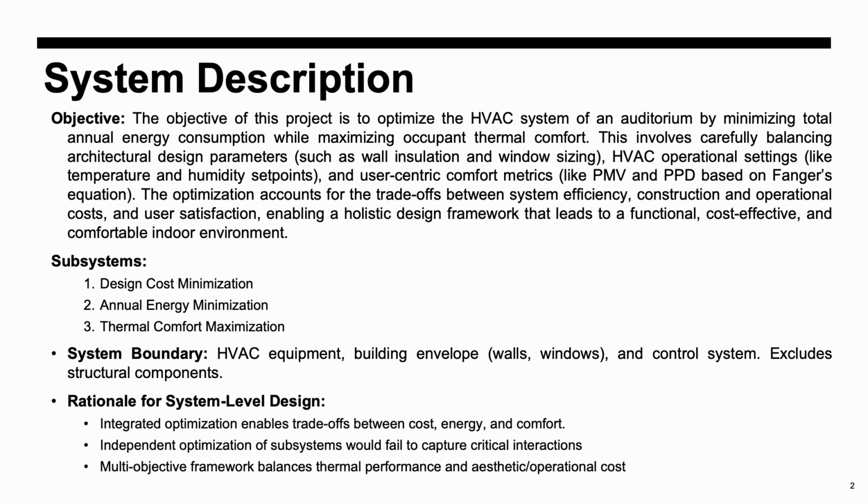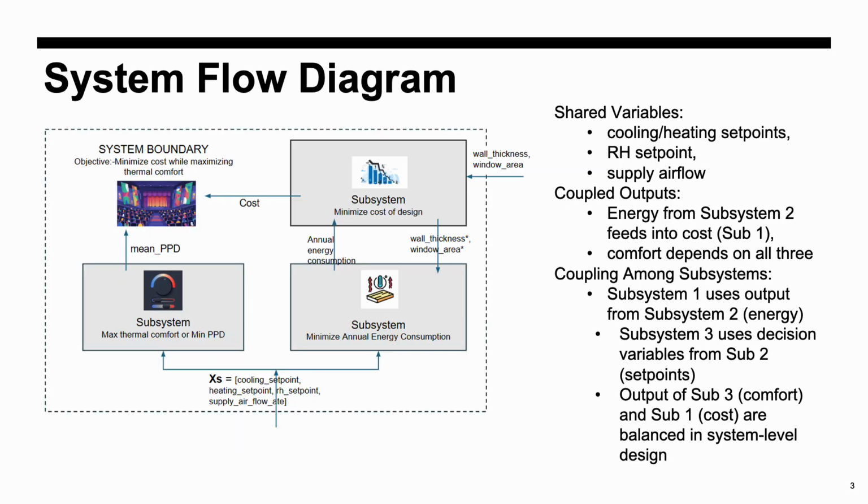The system includes three subsystems: design cost optimization, energy consumption minimization, and thermal comfort maximization. Our system boundary covers the HVAC equipment, building envelope, and control system, excluding structural elements. This integrated optimization framework is necessary to capture trade-offs between cost, performance, and comfort that would otherwise be missed in isolated subsystem designs. This diagram shows the interaction between our three subsystems.